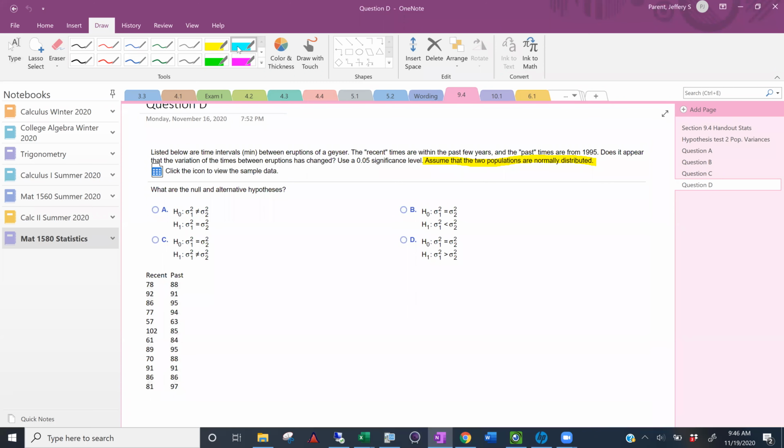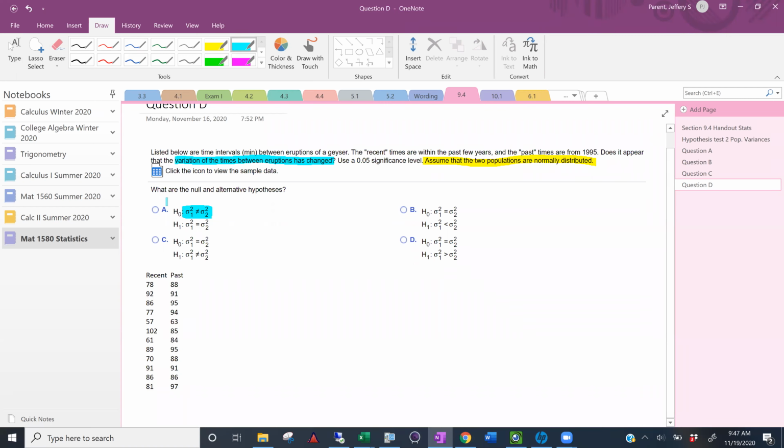Now, they're a little bit vague here in terms of what they want you to do. But we're looking to see if the variation, so that's telling you what parameter to use, of the times has changed. So what would that be in terms of symbols if the variation has changed? Would it be not equal to? That says to me that they're not equal. This right here.